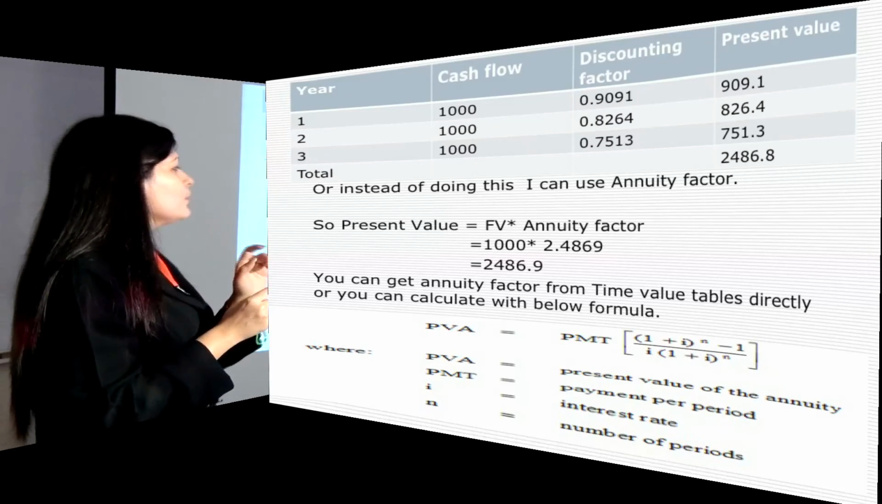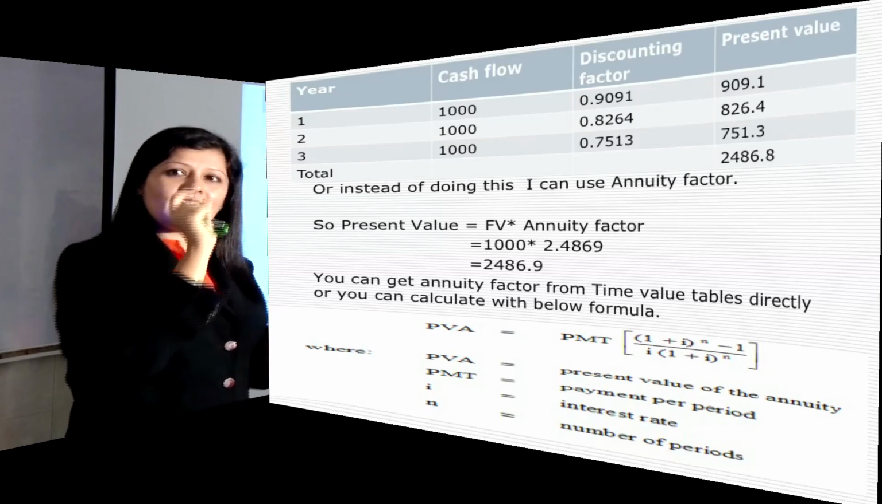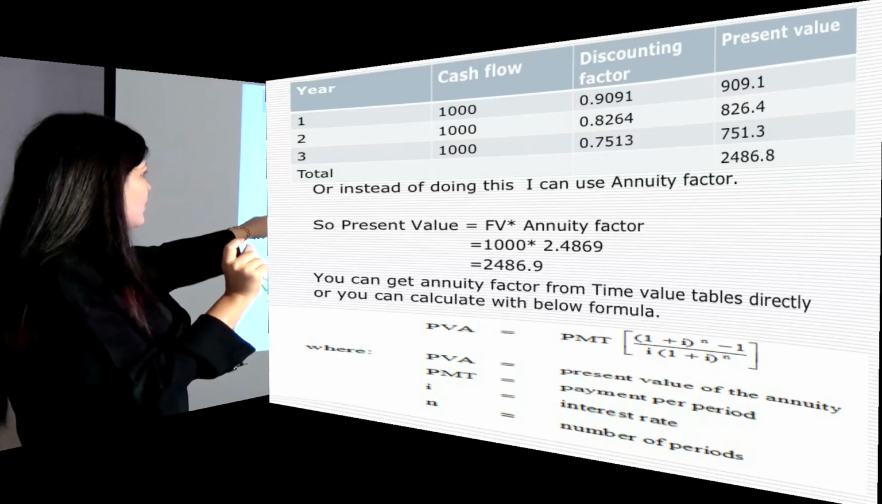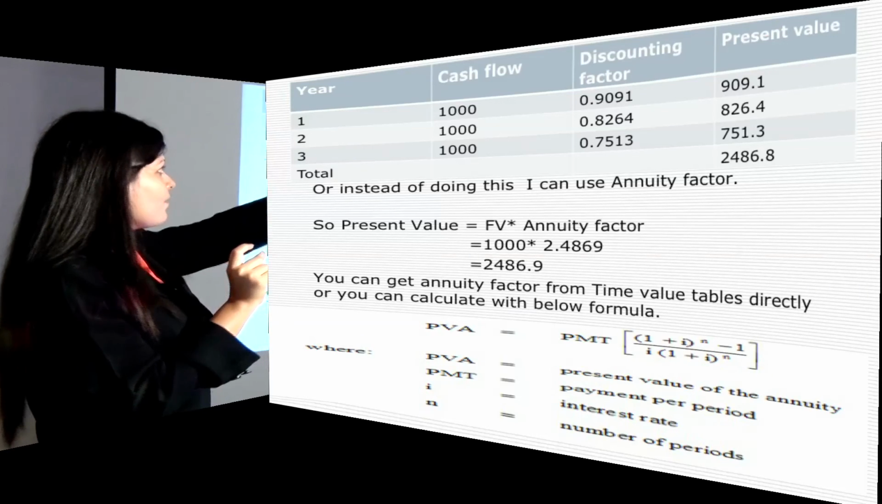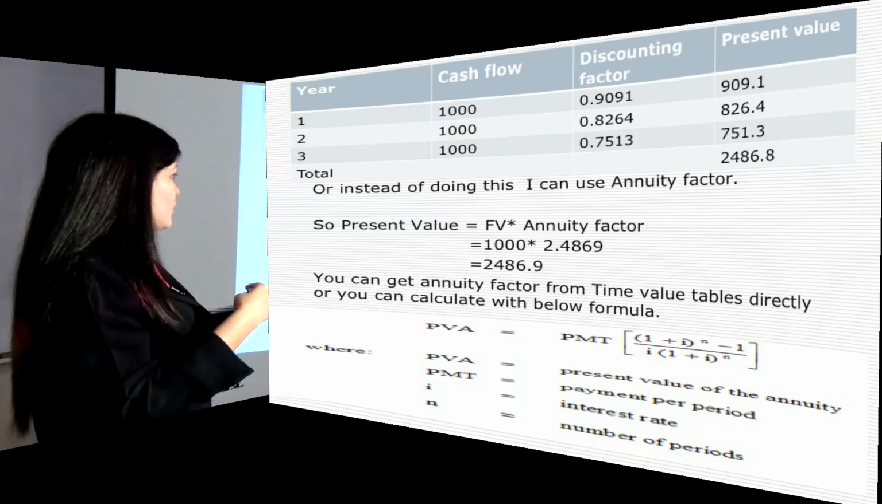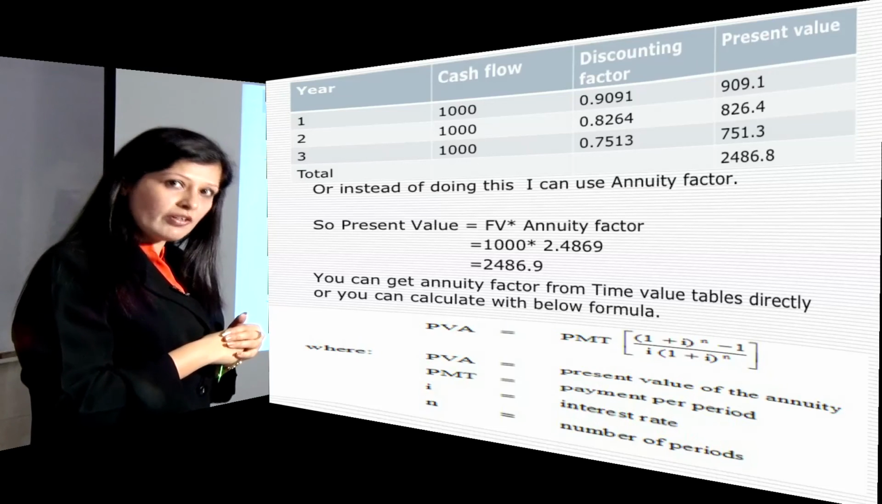So annuity factor, you can look into the tables available where you go to 10% directly for the 3 years. You see the annuity factor which is given by 2.4864 and you multiply, you get the same value as we did for the uneven cash flows. Or you can go ahead with this formula also, calculating the annuity factor.